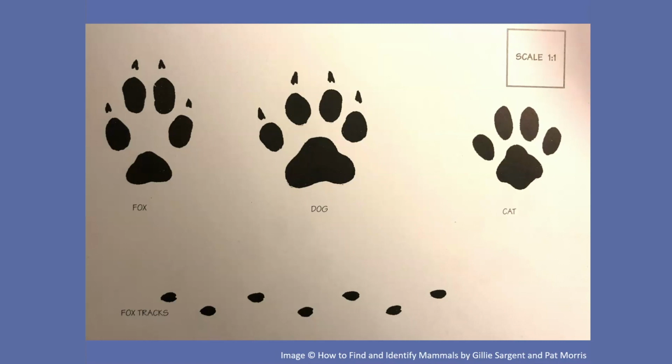Some of the key things to look out for is the pattern of your tracks. So foxes tend to walk in very straight lines. They tend to set their sights on where they're going and head there, whereas dogs, more than cats, tend to be sniffing and absorbing their environment. So you'll get much more erratic patterning of footprints from dogs.